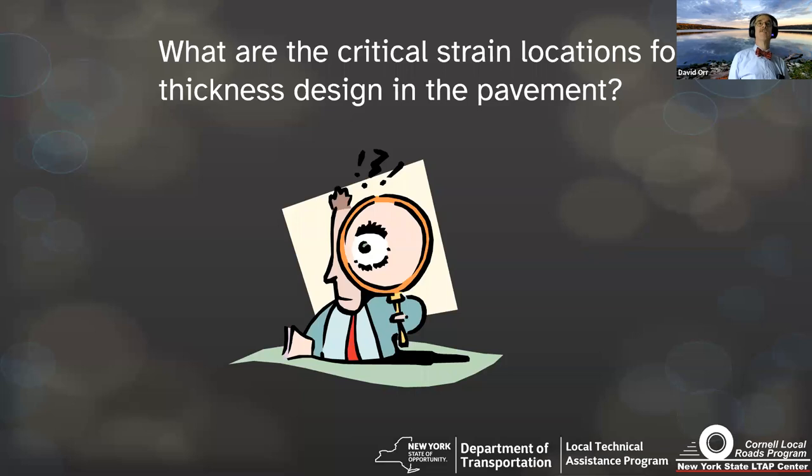So in the Q&A, if somebody could tell me, what are the critical strain locations for thickness design in the pavement? There's lots of them, but we're using two in particular for low volume roads because they're the most common and they're the most critical. So what are the critical locations for the strains in the thickness design for the pavement?